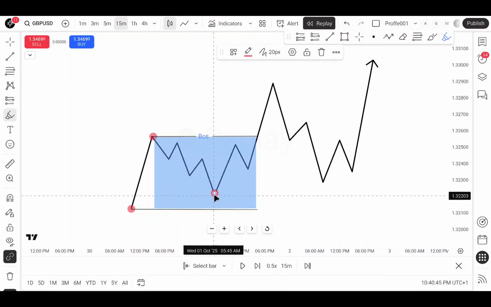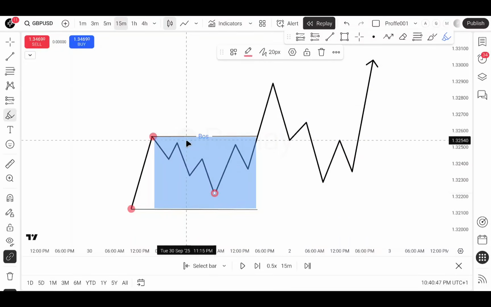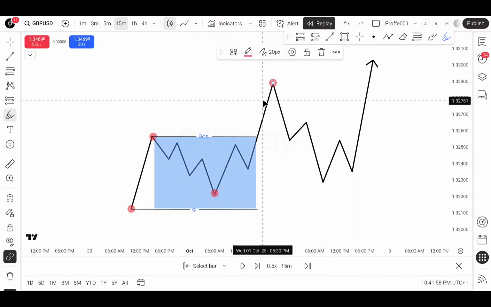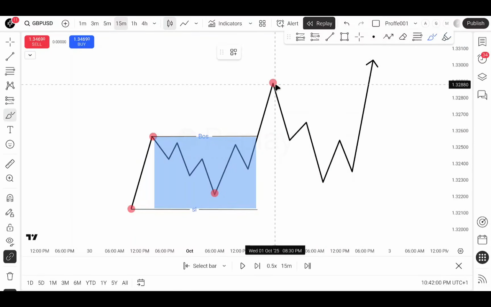After this pullback, we are expecting a higher high, breaking this structure, making this place a break of structure. It's just the same thing I have explained earlier. It's just that this one is a bit confusing, but if you pay close attention, you will discover that it's not that confusing. After the break of structure, we are expecting that the market gives us a pullback.